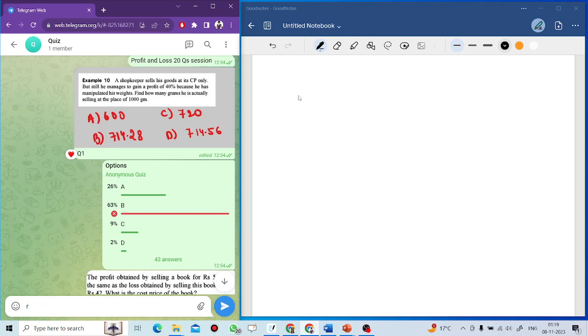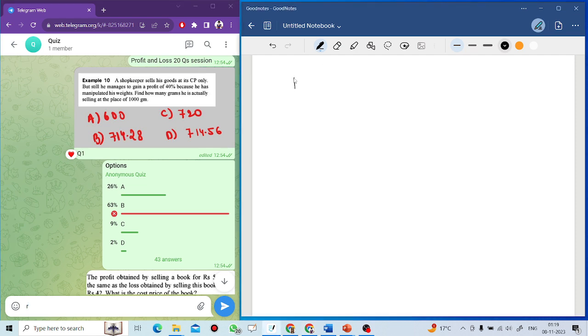Okay, so let us go through all these profit and loss questions. Question number one: a shopkeeper sells his goods at CP only, but he still manages to gain 40% because he has manipulated his weights. Find how many grams he's actually selling. Okay, so direct application of multiplying factor.